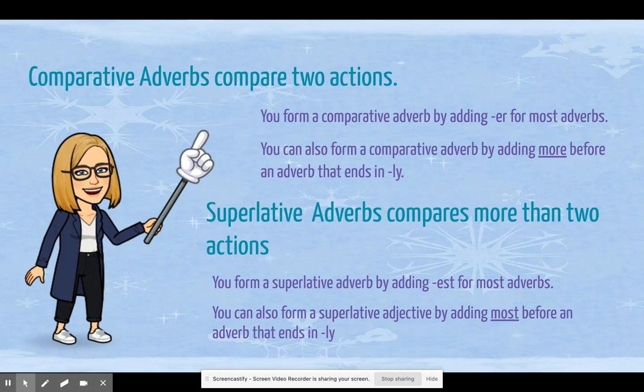Then we also have comparative adverbs that compare two actions. And you can form a comparative adverb by adding er for most adverbs. You can also form a comparative adverb by adding more before an adverb that ends in ly. Superlative adverbs compare more than two actions. You form a superlative adverb by adding est for most adverbs. You can also form a superlative adverb by adding most before an adverb that ends in ly.